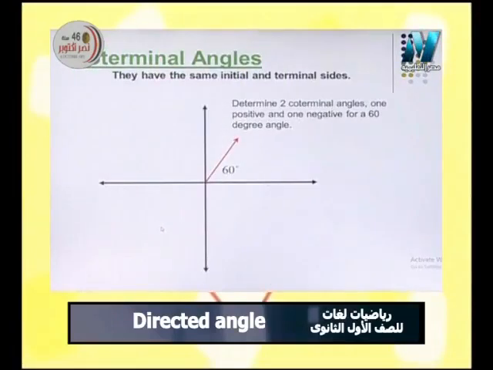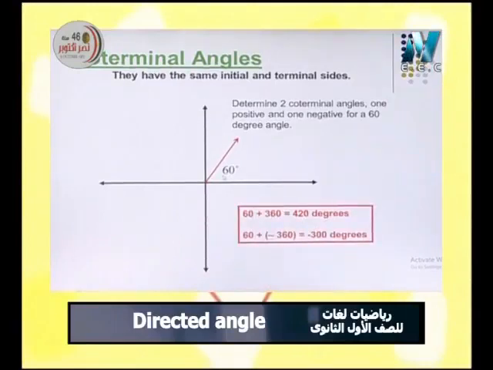Let's go to coterminal angles also. We have here 60. The question says that they have the same initial and terminal side. Determine two coterminal angles or two equivalent angles, one positive and one negative, for 60 degrees. Look here, we have a 60 degrees angle in standard position, because its initial side is OX and this side is the terminal side.